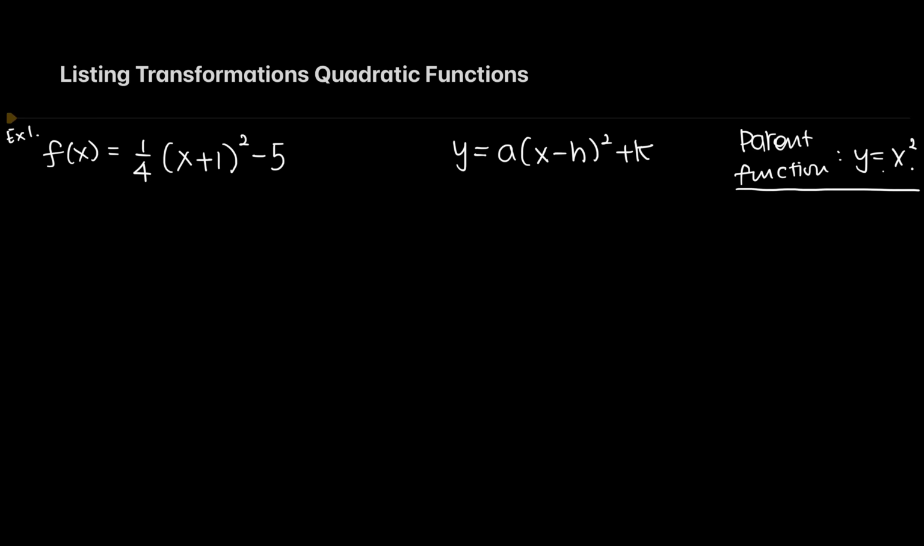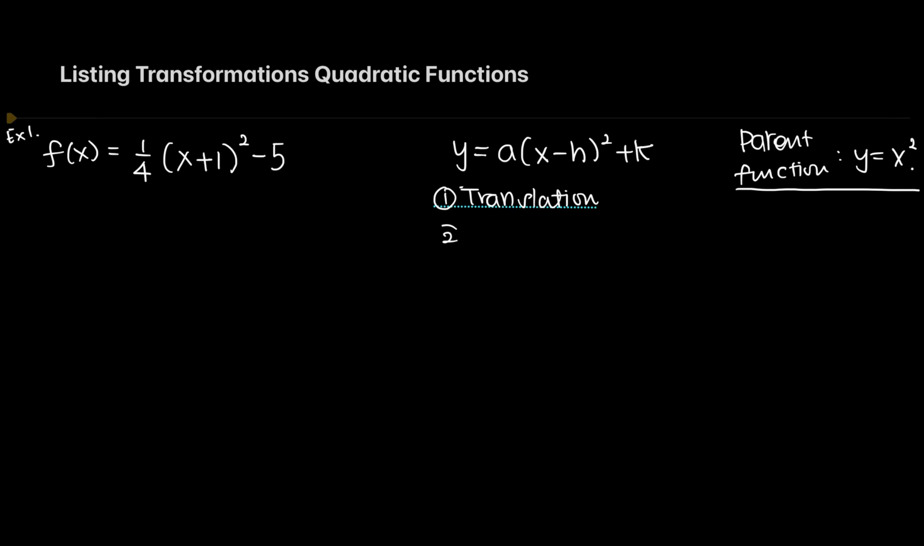So everything is being transformed from the parent function. This is where everything started, and then we're just listing out what happened from the parent function. So a, h, k represent certain things. We're going to check for three things. First thing is the translation. We're going to translate left, right, up, and down.